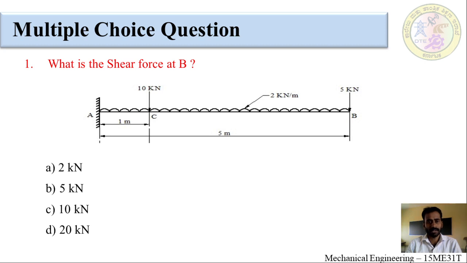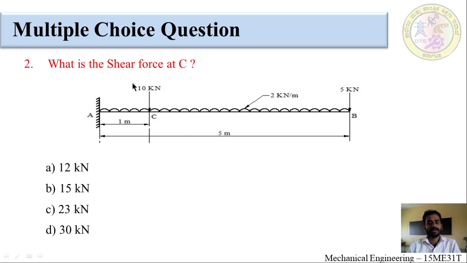Question number 1, what is the shear force at B? Okay. From the given diagram, you have to calculate the shear force at B. The options are 2 kilonewton, 5 kilonewton, 10 kilonewton and 20 kilonewton. So, you have to solve for the shear force and mark the correct answer.